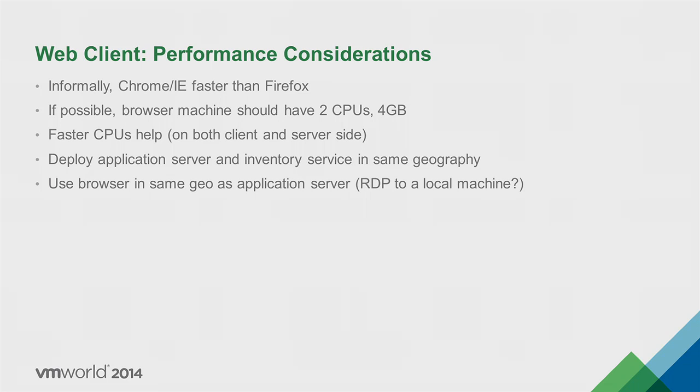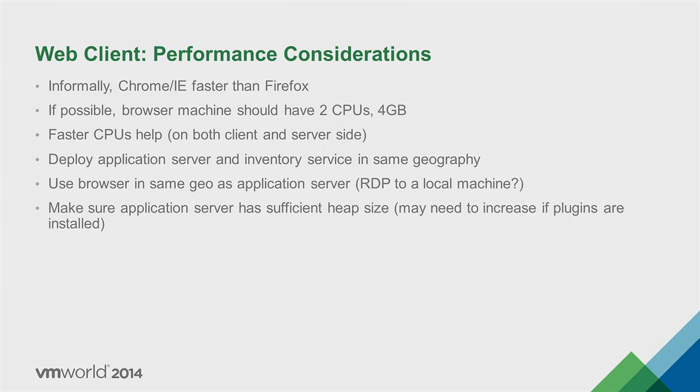In other words, RDP into the geography where your vCenter server and your application server exist, and use a browser in that geography, because that more or less converts a WAN-like experience to a LAN-like experience. This is proven, and it has a fairly substantial performance implication because we exchange quite a bit of data between the browser and the backend services. So putting them in the same geography is fairly important.